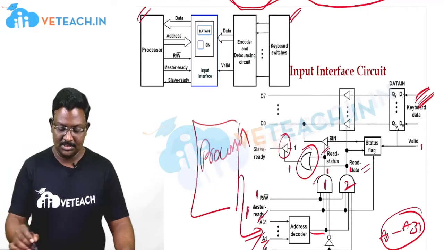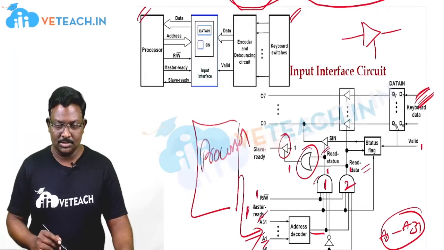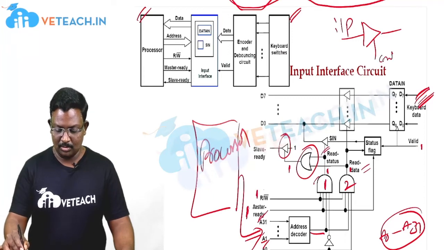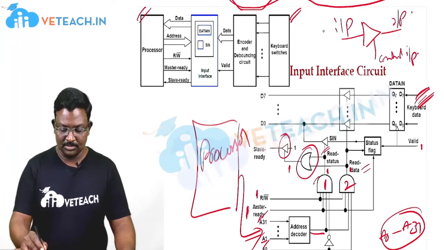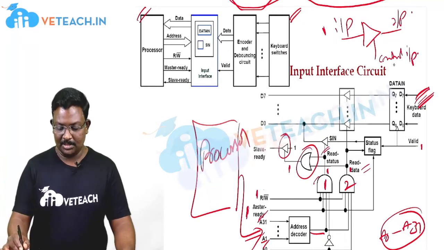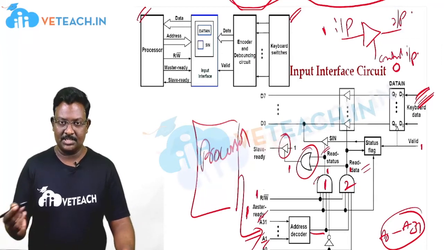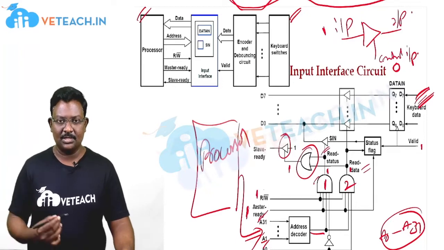This tri-state buffer is represented in this format. It has three terminals: one is the input, one is the control input, and another one is the output. How does it work? If I send a 1 at the input, and at the control input I am giving a 0, it is going to act as a high impedance state, which means it acts as an open circuit. High impedance is nothing but high resistance.